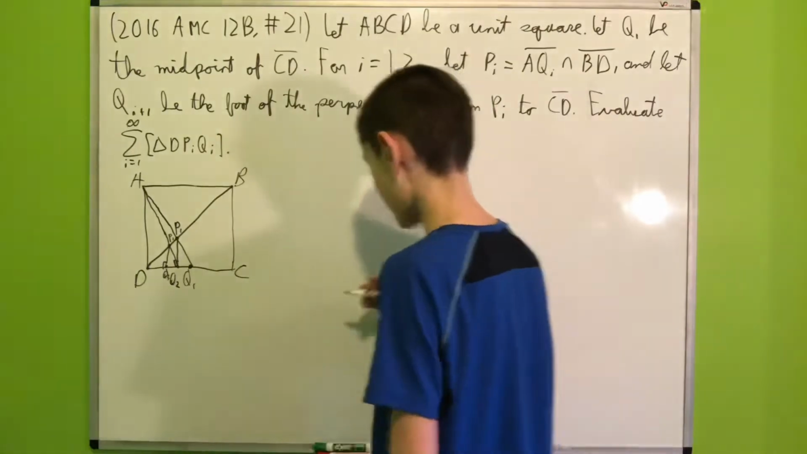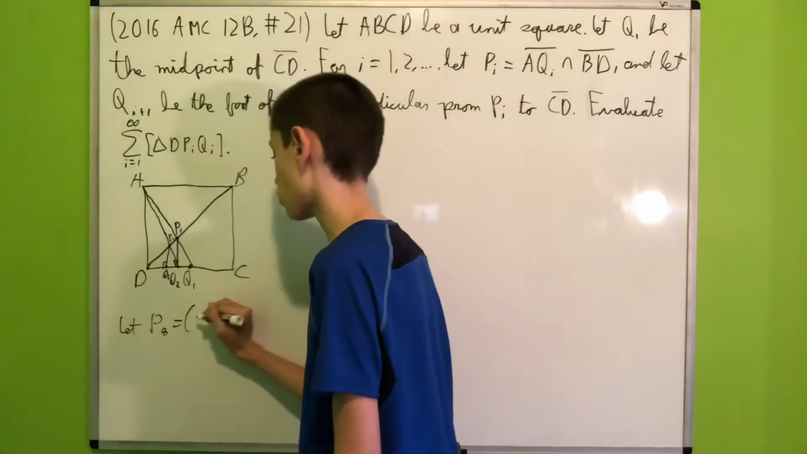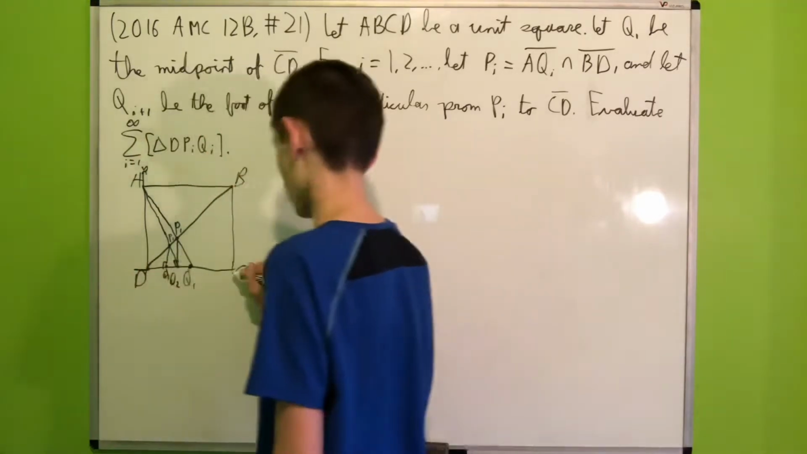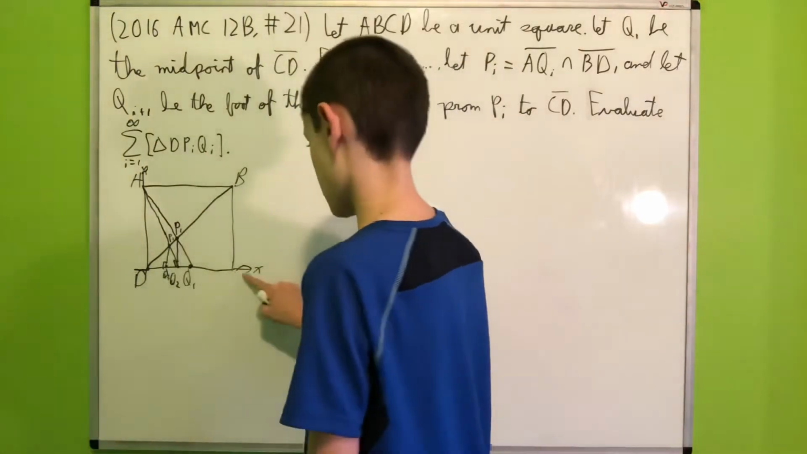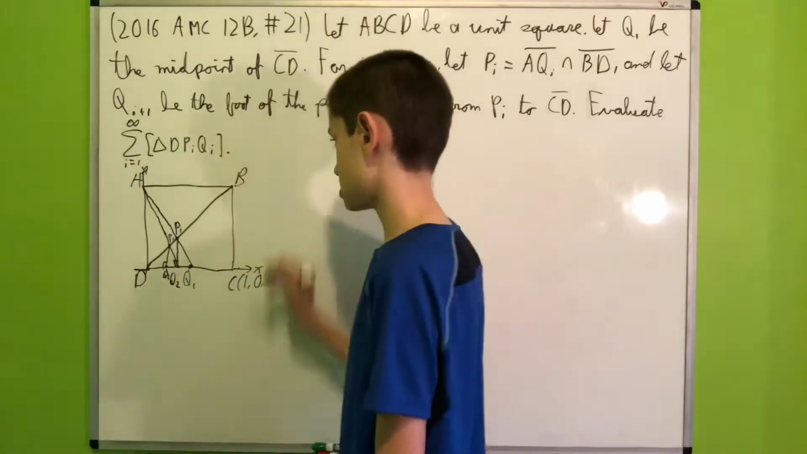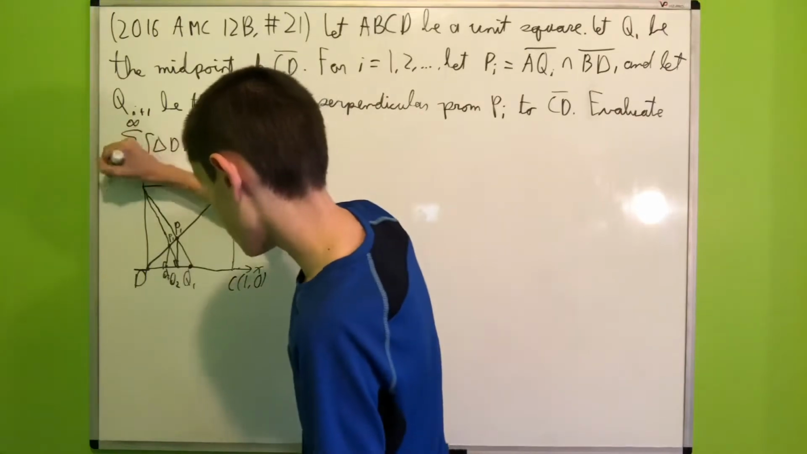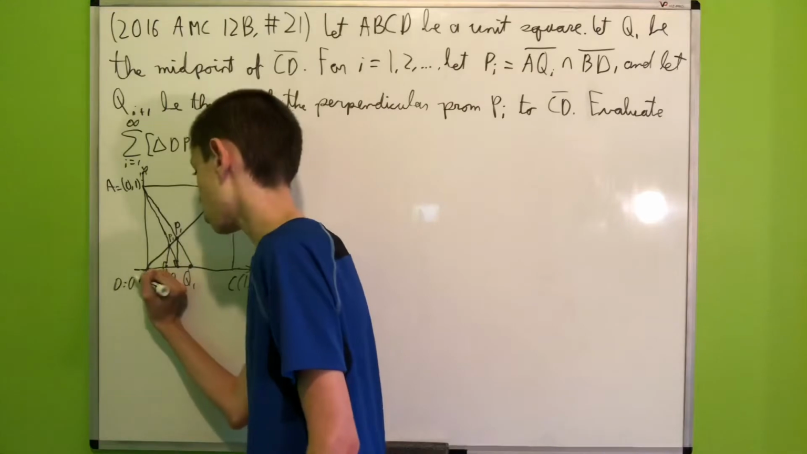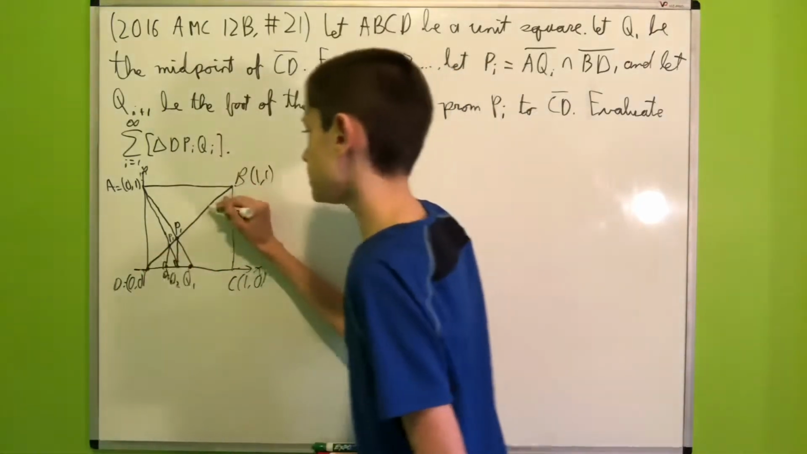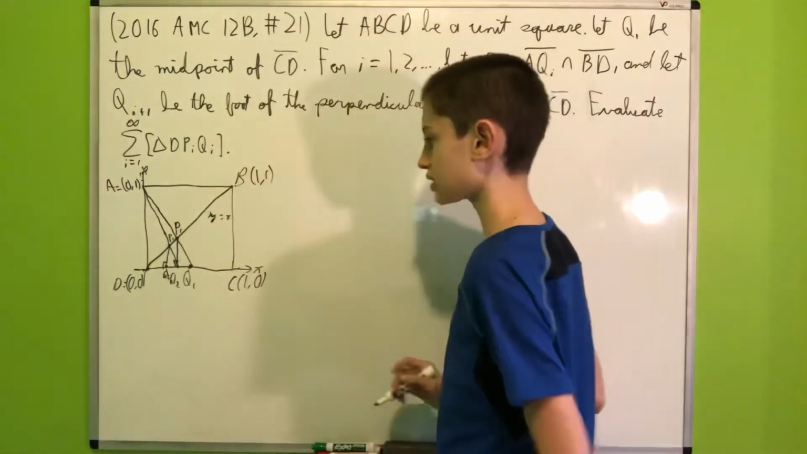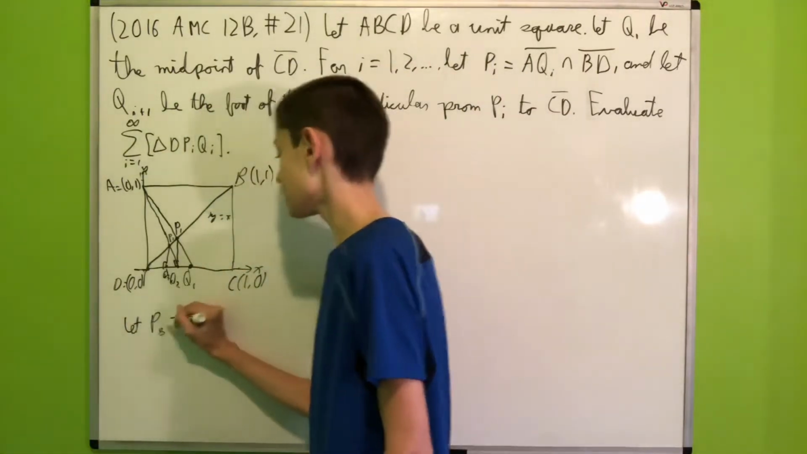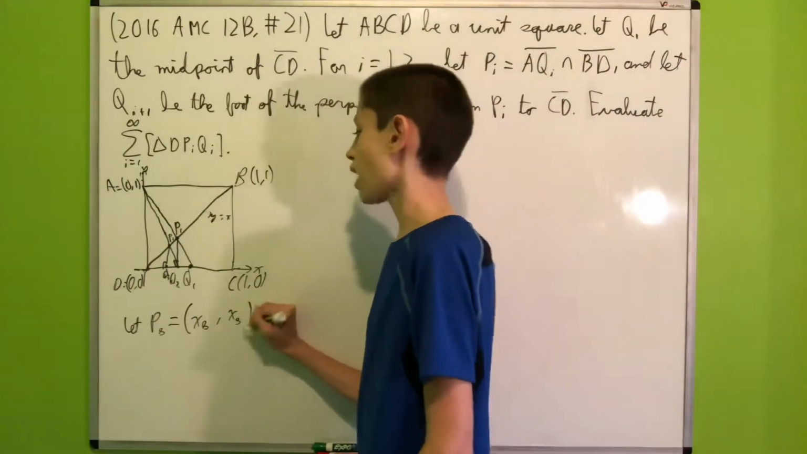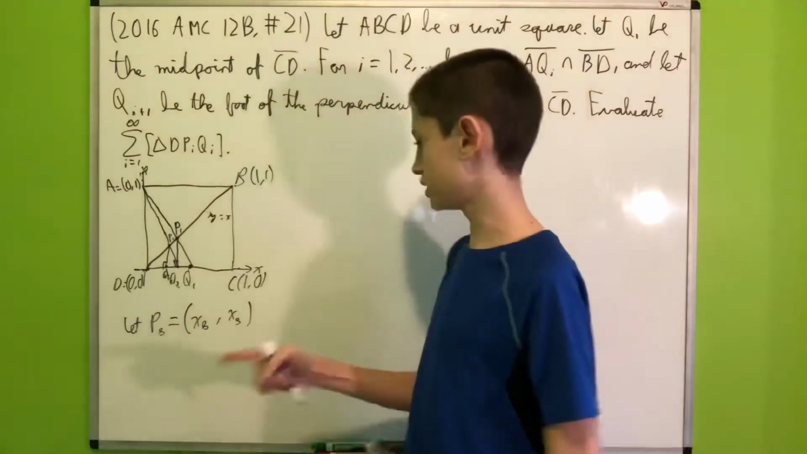Well, first we will let Pk have coordinates. Wait, actually, first I'm going over base. We'll place a coordinate system centered at D, which will be our origin. So this is the y-axis, x-axis, and then this means that C will be (1, 0), B will be (1, 1), A will be (0, 1), and D will be (0, 0). Okay, and now line BD will have the equation y equals x, obviously, and then our points Pk have coordinates xk, comma, and the y coordinate will also be xk since they all lie on BD, which means they all lie on the line y equals x, which means their coordinates will be equal.